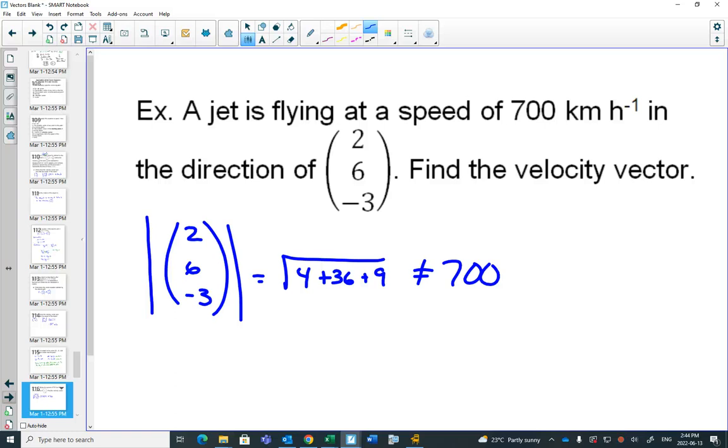So what's a strategy for doing this? Well, we could find out what this length is and multiply by some sort of factor. That could work. Probably the easiest way is to start with the unit vector. If I add these together, I get 7. So does it make sense that the unit vector is 1/7 of 2, 6, and -3? And that would have a length of 1.